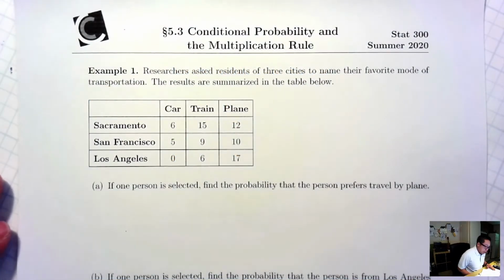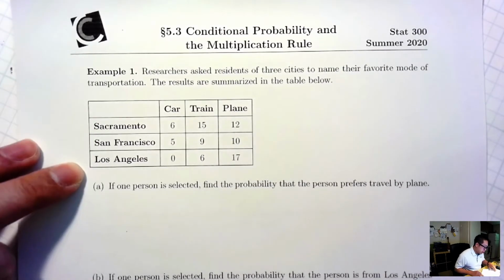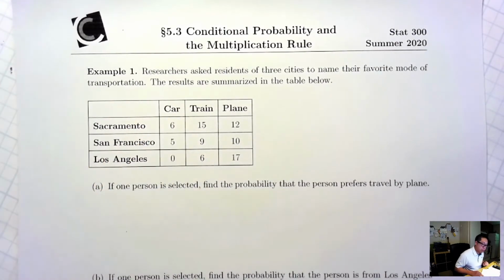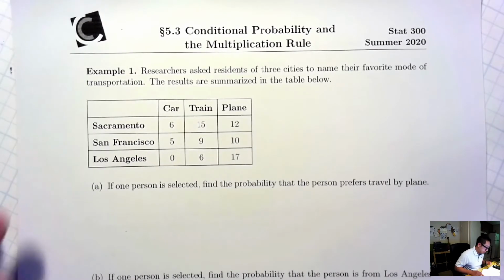Hello. So the first page here is a brief review of what we talked about in section 5.2. In section 5.2, we talked about the words and, or, and not. Example one: researchers asked residents of 3 cities to name their favorite mode of transportation. The results are summarized in the table below. We have 3 cities, and 3 favorite modes of transportation: car, train, and plane.